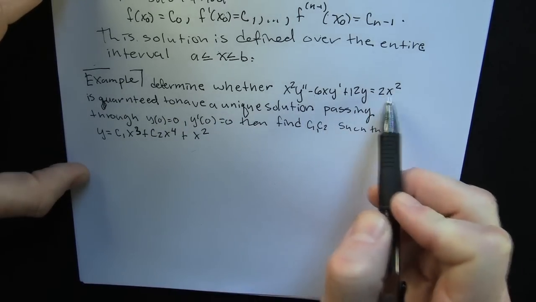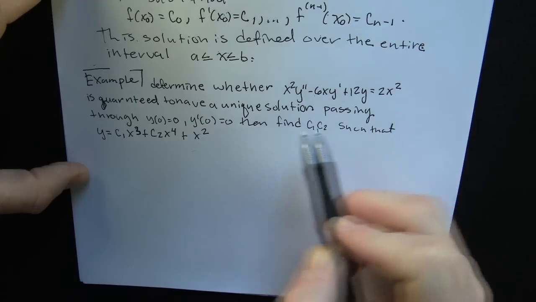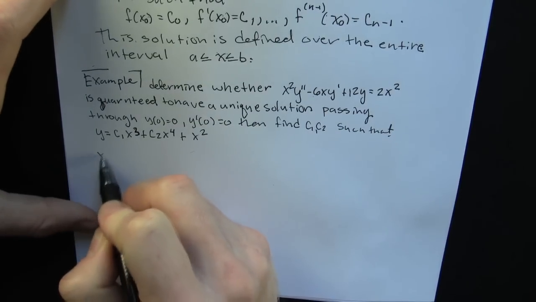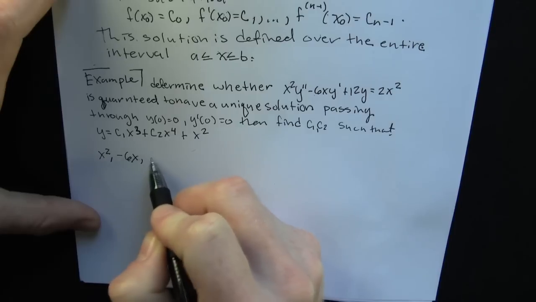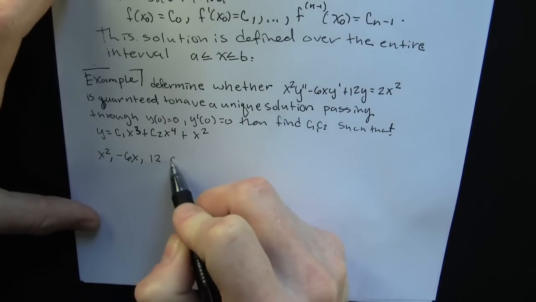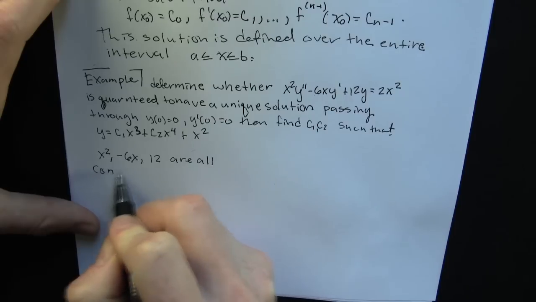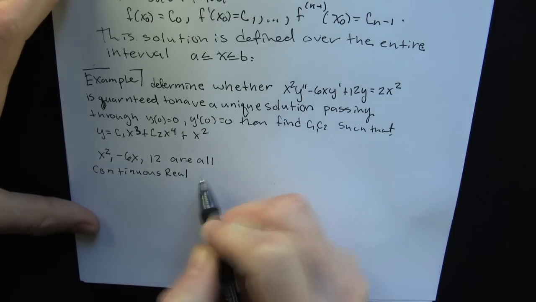Here's an example of something like that. We have x squared y prime prime minus 6xy prime plus 12y is equal to 2x. Is it guaranteed to have a unique solution passing through certain constraints? Mainly, y of 0 is equal to 0 and y prime of 0 is 0. And if it is, find the c1 and c2.